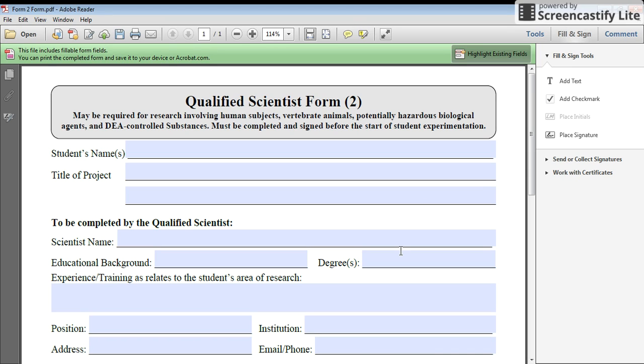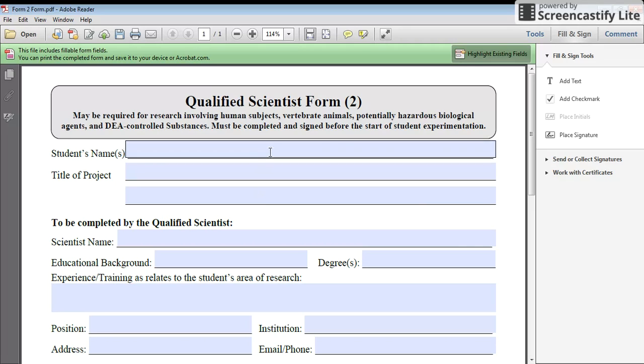In this tutorial, we will cover completing Qualified Scientist Form 2. This form is required for research involving human subjects, vertebrate animals, potentially hazardous biological agents, and DEA-controlled substances, and it's for students who are working under the supervision of a qualified scientist and or mentor.